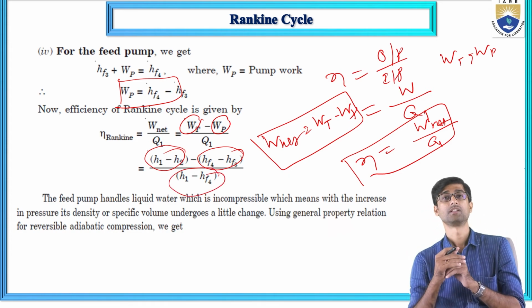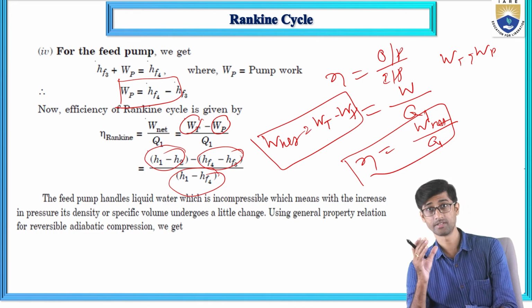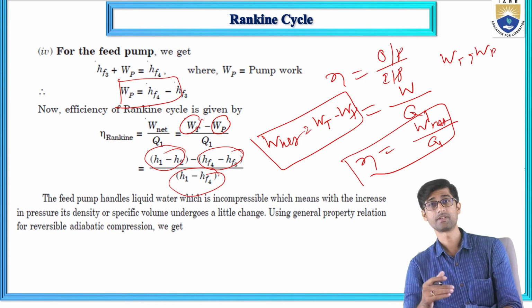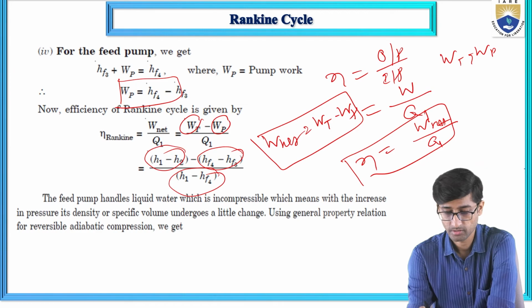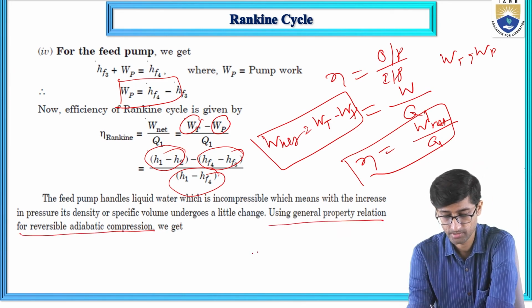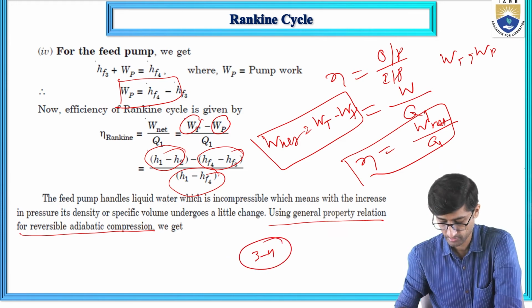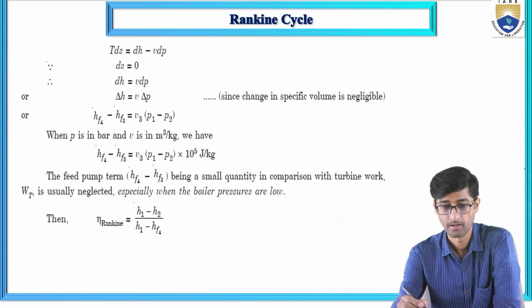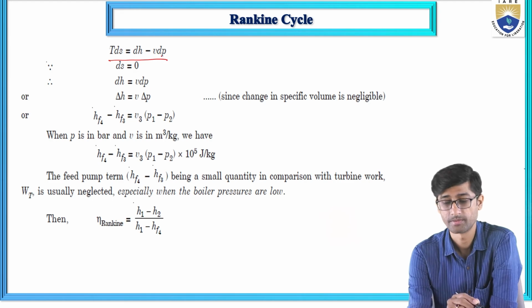Now, the feed pump handles liquid water, which is incompressible. That means if you increase the pressure of the saturated water, its density and specific volume change only slightly. So we use the thermodynamic relations for the reversible adiabatic compression process, which is the 3 to 4 process. The relation we are going to apply is TdS equals dH minus VdP. How does it become TdS equals dH minus VdP?